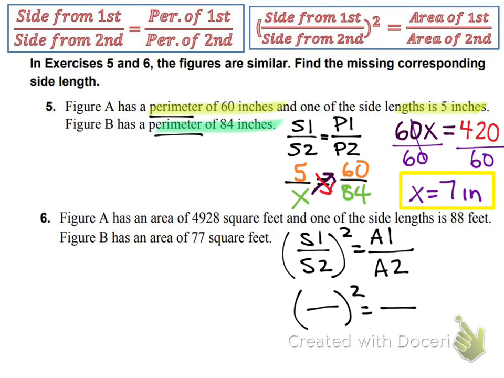So figure A has an area of 4,928. And one of the side lengths is 88 feet. Figure B has an area of 77 square feet. We're going to find the missing side length.